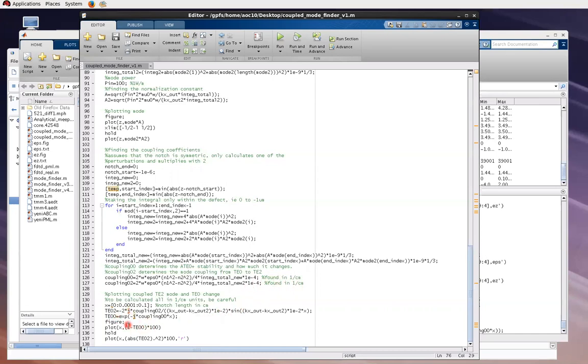And then we are calculating the changes in the 0 to 0 coupling, and also the 0 to second order. We're trying to understand the power there. So that was about it.